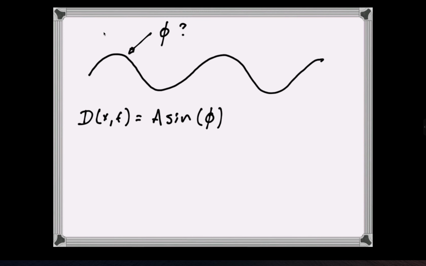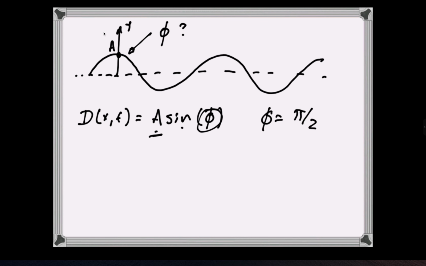So if I know that the displacement at that particular location, the location on the vertical axis of this point, is at the amplitude, the maximum displacement A, I know that this phase has to be pi over 2, because sine of pi over 2 gives you 1, and 1 times A gives you A. So at this point over here, we can assign a phase of pi over 2.